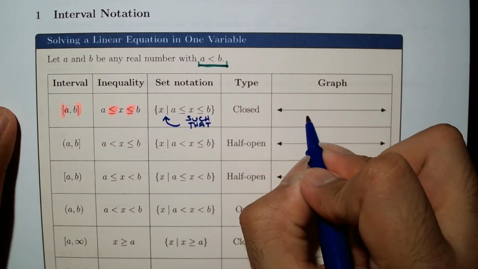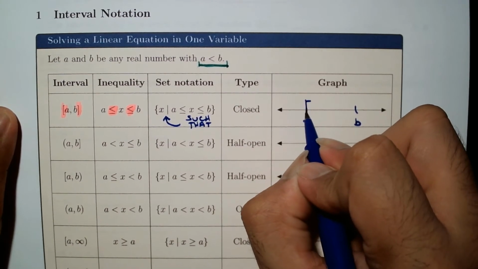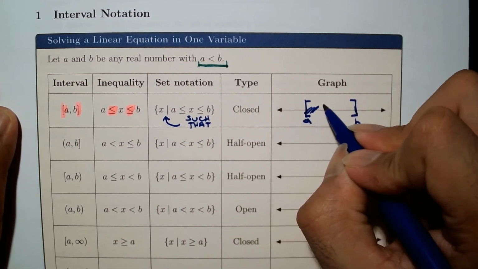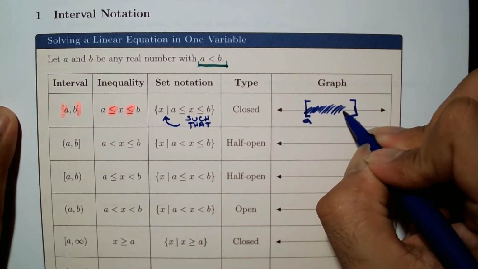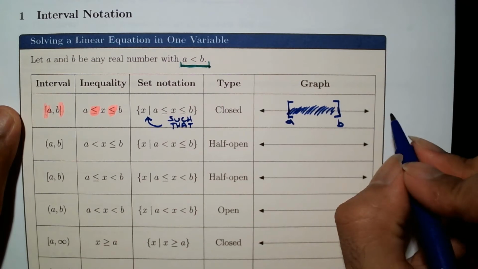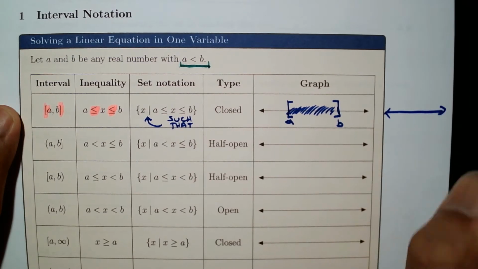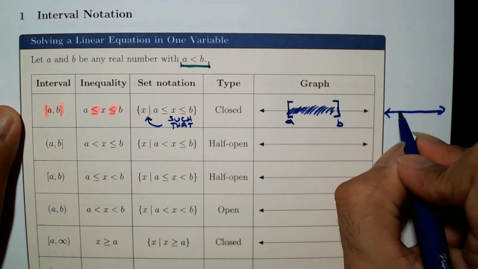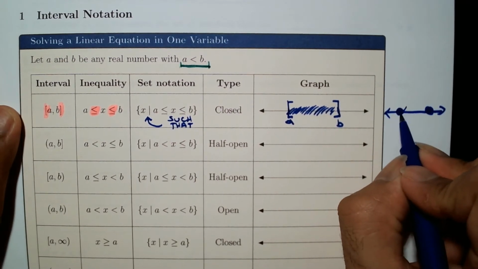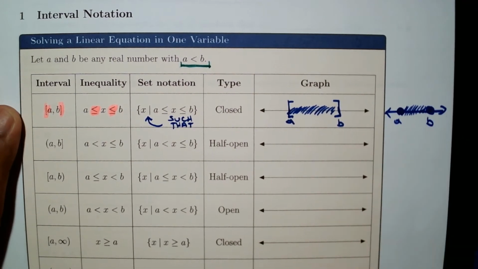Graphically, suppose this is A and suppose this is B. We are going to have this representation right here and shade basically all values in between. There is an alternative way to represent this. In other textbooks, or you may have seen it before, instead of using the brackets, they use solid bubbles for A and B and then shade everything in between.